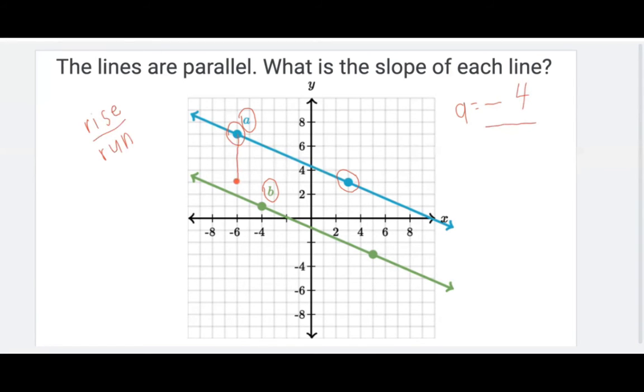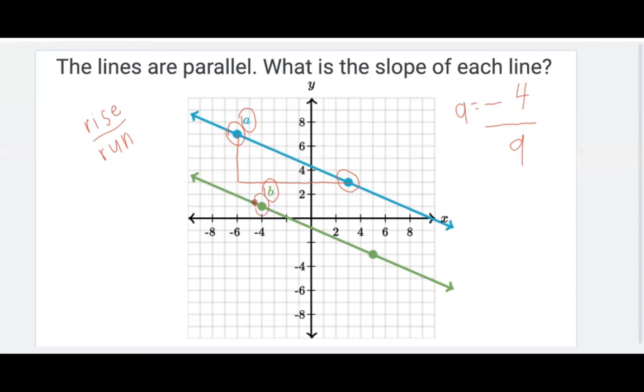And then now you count your run or your horizontal change. That would be 1, 2, 3, 4, 5, 6, 7, 8, 9 units across. So your slope for line A would be -4 over 9. Let's go ahead and do the same for line B.